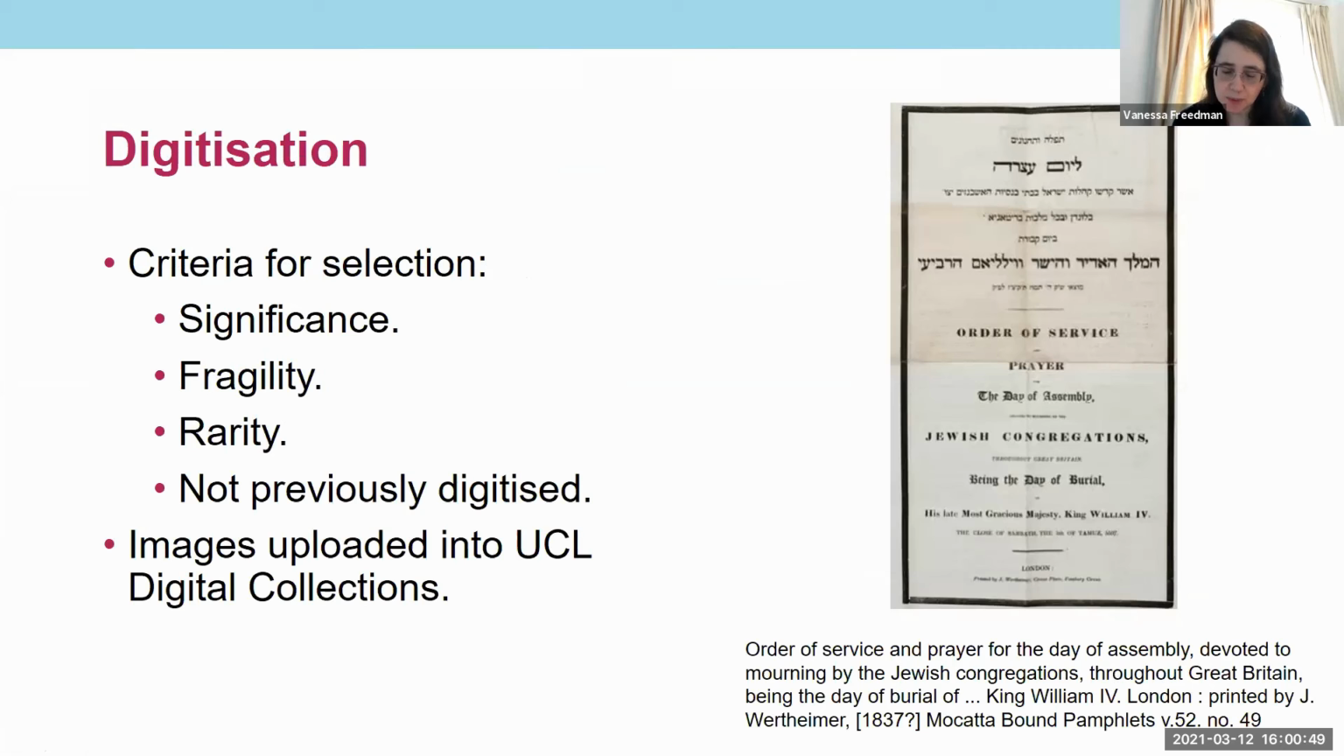The purpose of the digitization part of the project was to enable online access to important texts which were not widely available or which could not be consulted because of poor condition. As we only had funds to digitize a portion of the collection, we used the following criteria for selection: significance, based on date and subject matter; fragility, using the results of the conservation survey that was carried out in phase 1; rarity, and whether the pamphlet was already available digitally. We established these by checking COPAC, now Library Hub Discover. The images were then uploaded as PDFs to UCL Digital Collections, with contextualizing information and metadata.